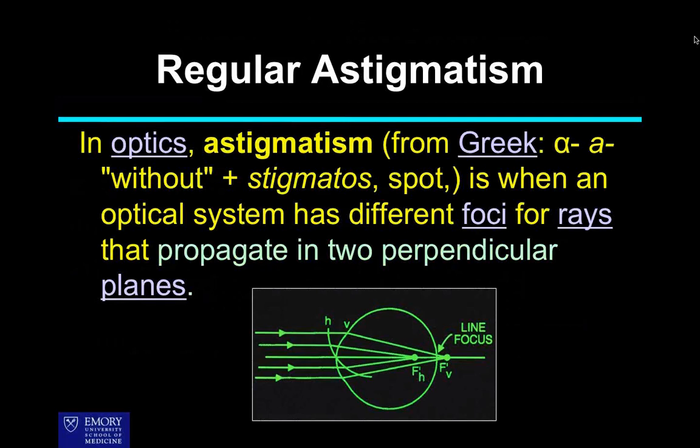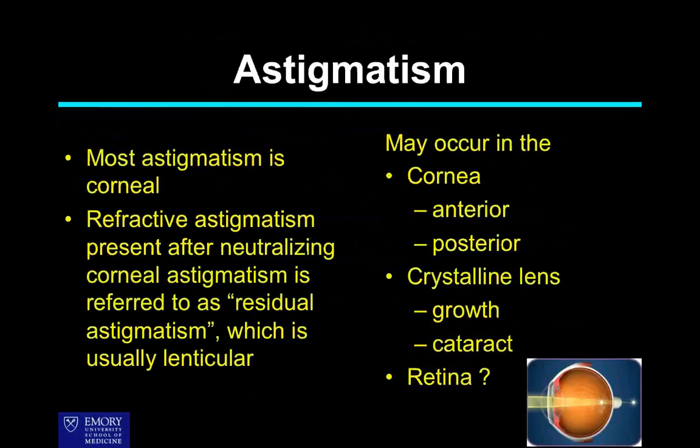Of course, astigmatism, as we know, is when we have different foci propagate in two perpendicular planes. Now, of course, that is what we call regular astigmatism. It is most commonly corneal. Refractive astigmatism present after neutralizing the corneal astigmatism we generally refer to as residual astigmatism. It may occur in the cornea, crystalline lens, theoretically even the retina, albeit it would be very, very small.